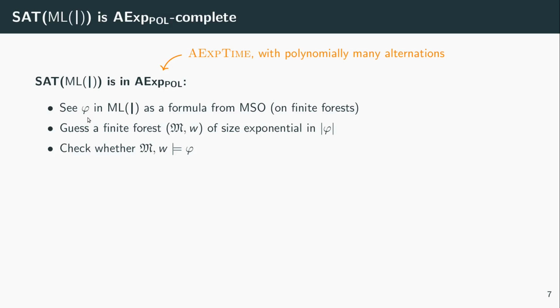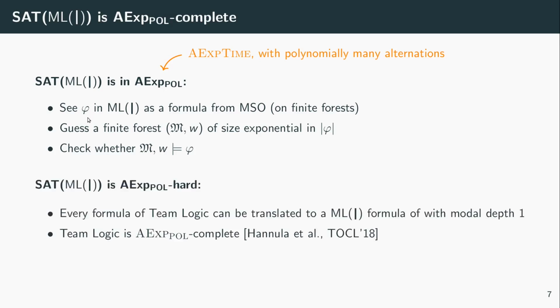For the hardness, we'll show in the paper that the satisfiability problem of ML chop captures the satisfiability problem of propositional team logic, where propositional team logic is another instantiation of BI.